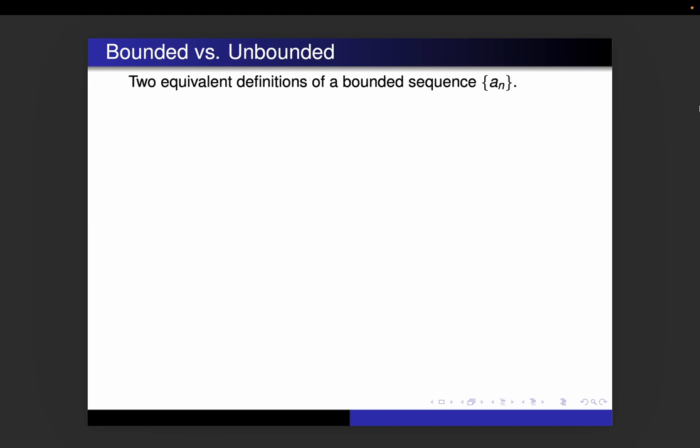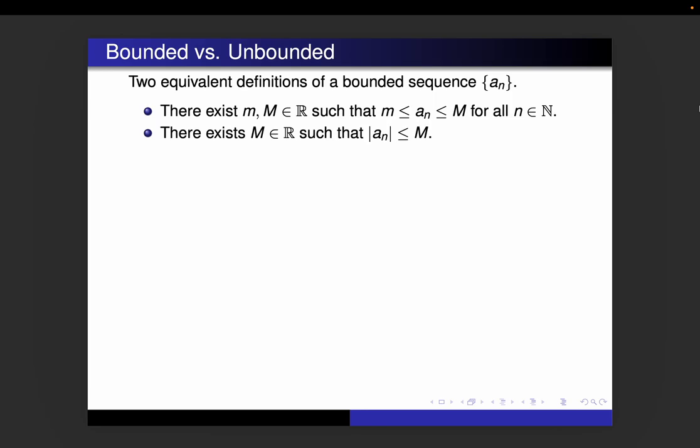Alright, so we have two equivalent definitions of what a bounded sequence is. So the first one is that there's a lower bound little m that's less than or equal to all the terms, and an upper bound big M that's bigger than or equal to all the terms. And then there's another where we look at the absolute value of the terms, and that is bounded above by some real number m.